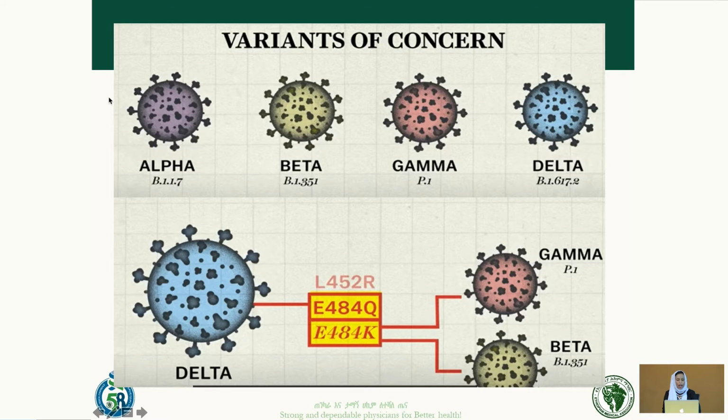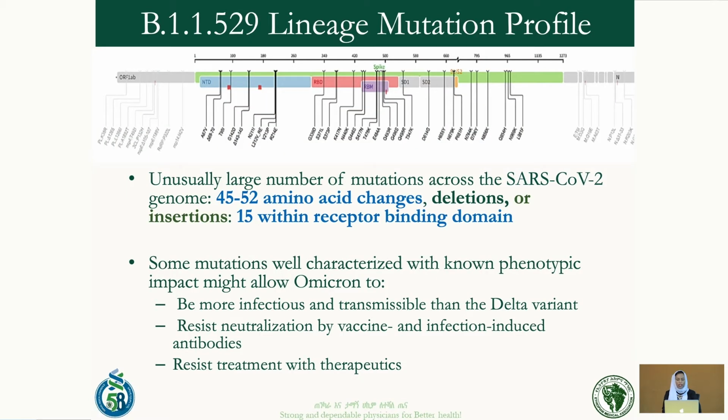But let's look at the Delta. The Delta was actually found to have two more mutations, which are found in both the Gamma and Beta variants of concern. But now the recent variant is the Omicron variant. Omicron variants not only have one or two changes, rather 45 to 52 amino acids were changed, either deletions or insertions. And among these amino acids, 15 were found to be in the receptor binding domain, where the monoclonal antibodies act, where vaccine antigens are developed, and so on.